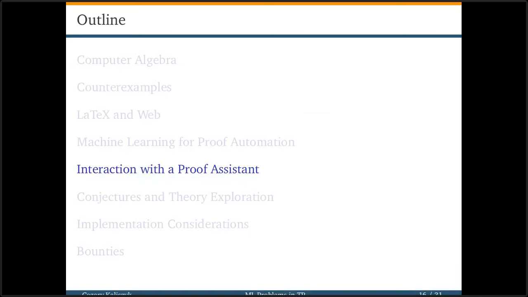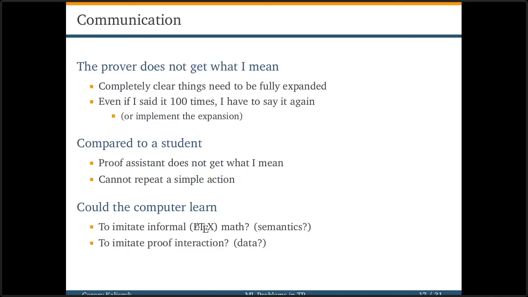The next thing I want to talk about is the interaction with a proof assistant. I've already mentioned that the proof assistant sometimes slows you down, that sometimes you are annoyed at how unintelligent it is, and the complaint that I've been hearing is that the prover does not get what I mean. Completely clear things still need to be fully expanded. Even if I said something like, if you have this, then you always have to rewrite it. Always when you have x plus zero, you change it to an x. Why don't you do it by yourself? Why do I have to write it? If I've written it 100 times, you should start to get it.